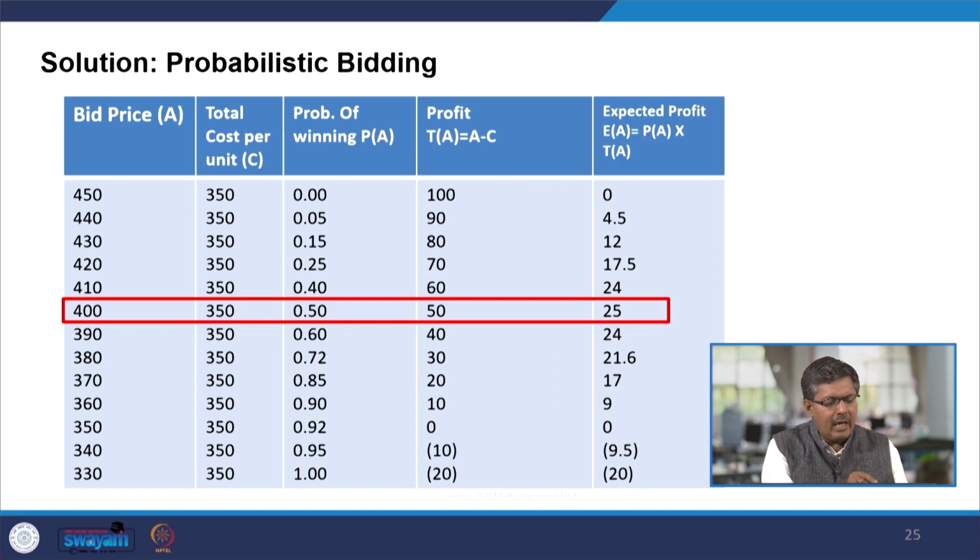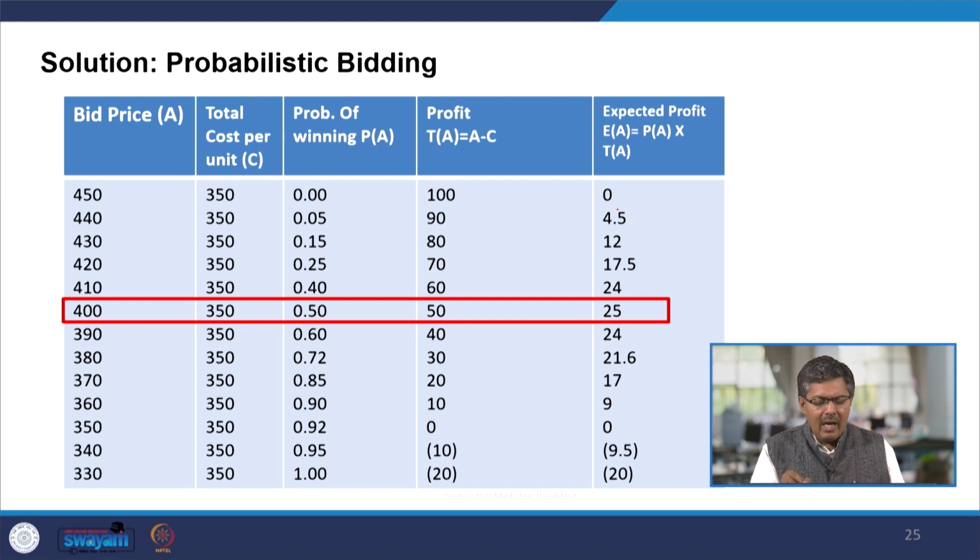Okay. Now, at 450, total cost 350, probability of winning 0, profit TA is equal to A minus C. Now, A 450 minus C 350, so the total profit is 100. But the expected profit, because it is multiplied with PA, the probability of winning, which is 0, is 0 into 100, which is 0. Similarly, at 440, the probability of winning is 0.05, and my profit at this bid price is 90. So the expected profit is 90 into 0.05, so 4.50.